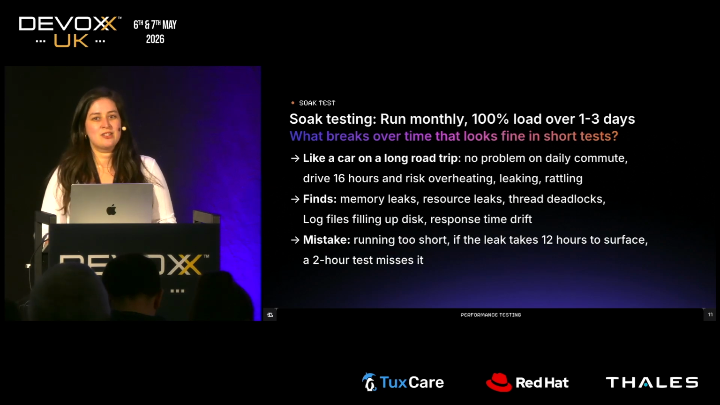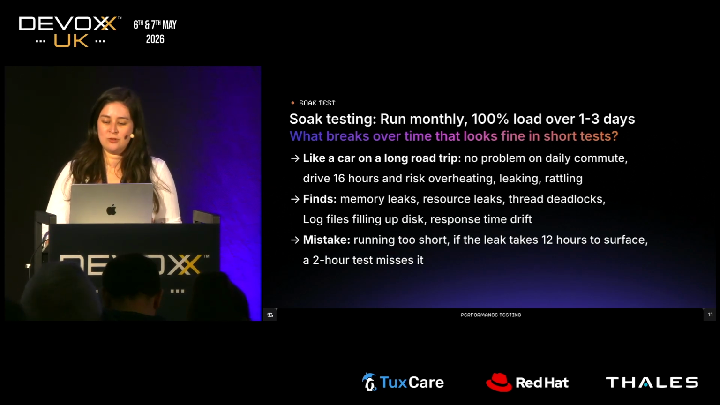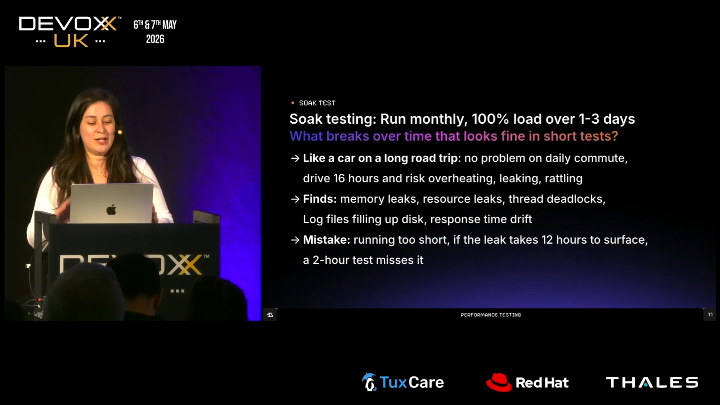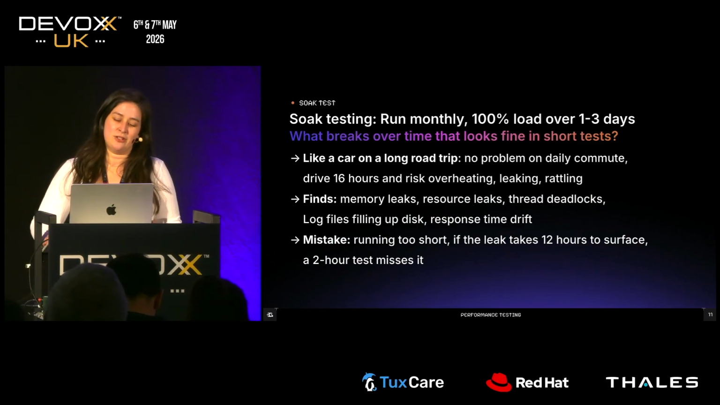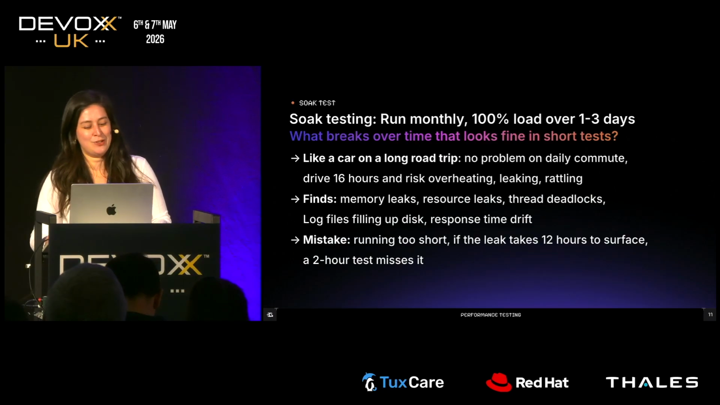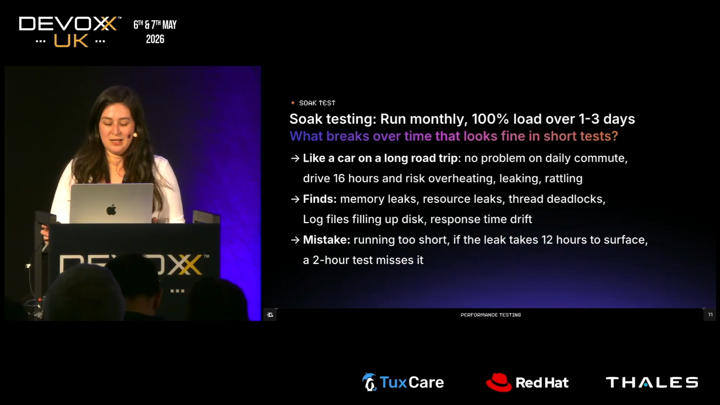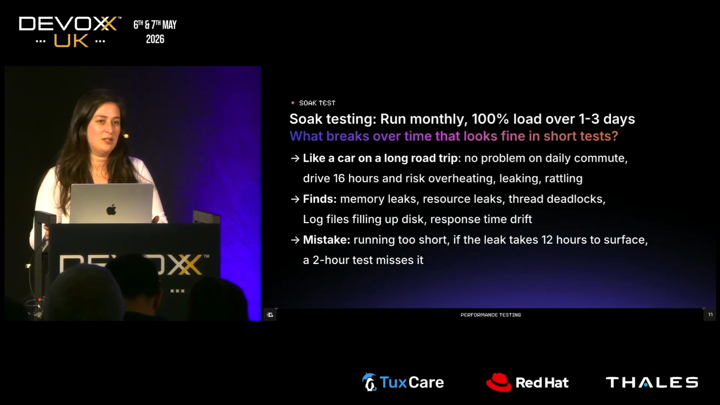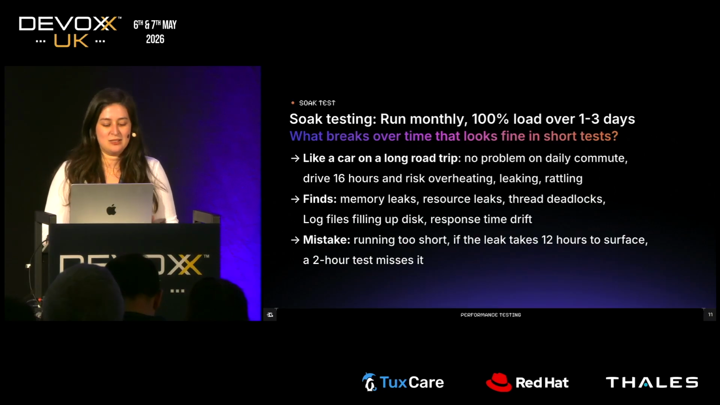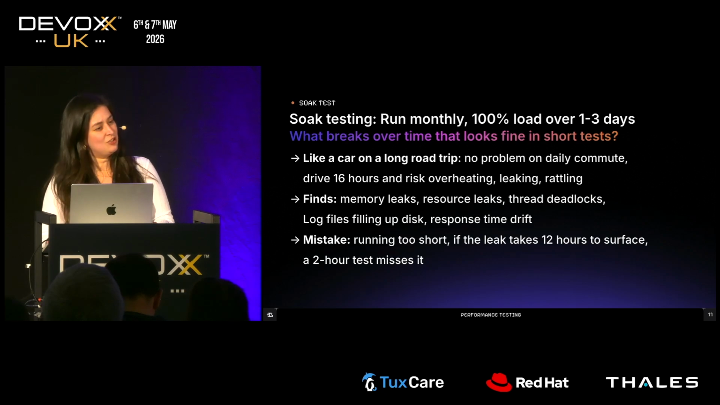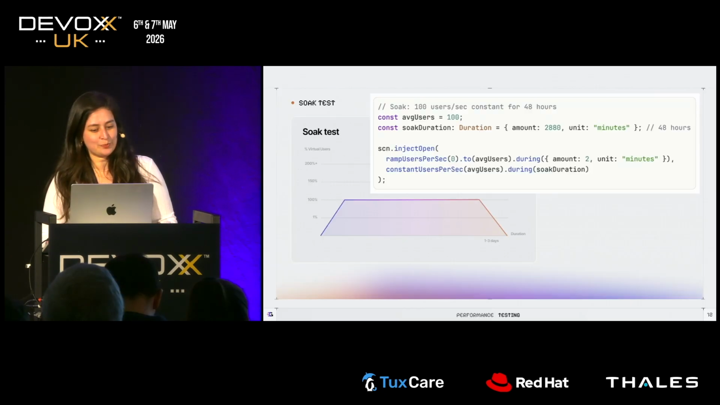So soak testing will catch the memory leaks, where the app slowly consumes more and more memory until the garbage collector starts to thrash, or processes start to crash, and it also catches resource leaks, thread deadlocks, log files filling disk, and response times drift as the cache bloats. The biggest mistake that we see here is just not running the soak tests long enough. So if the memory leak takes 12 hours to show up, then it's not going to show up on a 2-hour soak test. So you really need to match the test duration to the development cycle.